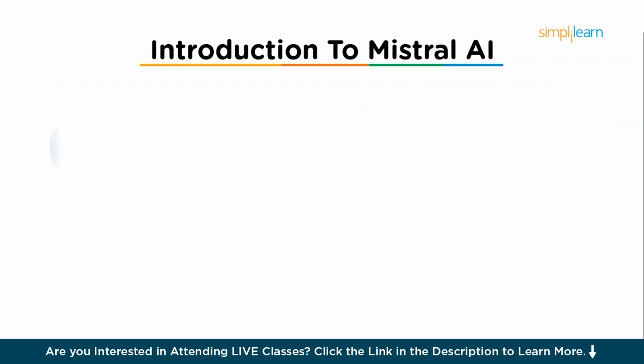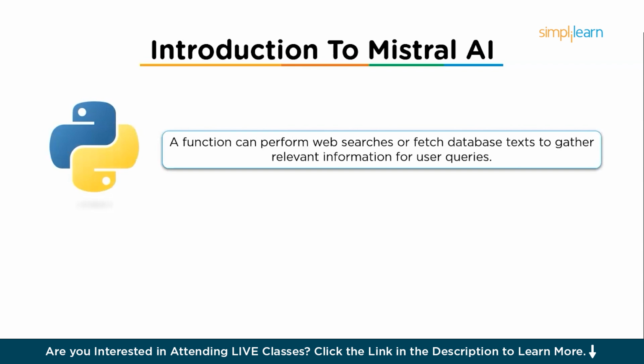For example, you will learn to implement function calling using the Mistral API. This enables you to instruct a model to call a user-defined Python function, enhancing its capabilities and customization options. A function can be designed to carry out web searches or retrieve text from a database, helping to gather relevant information to answer a user's request.